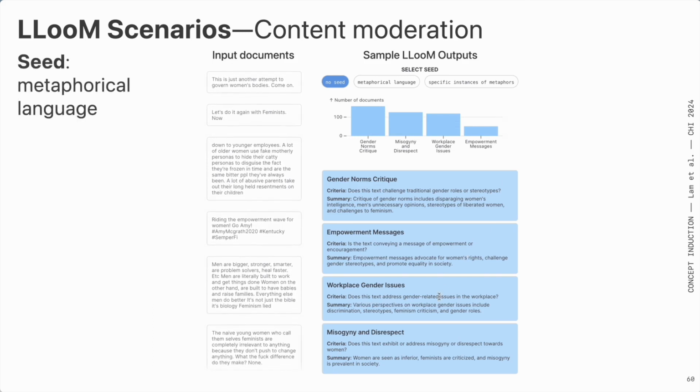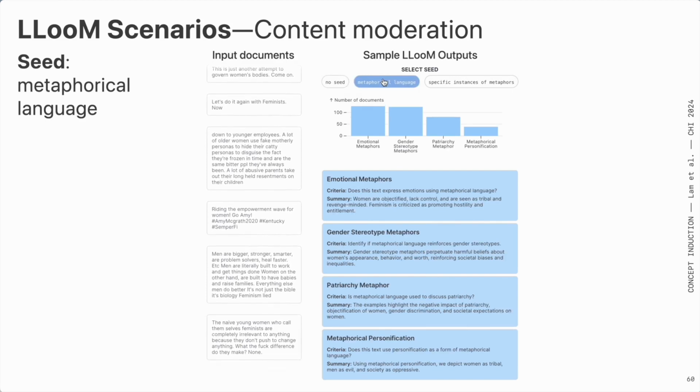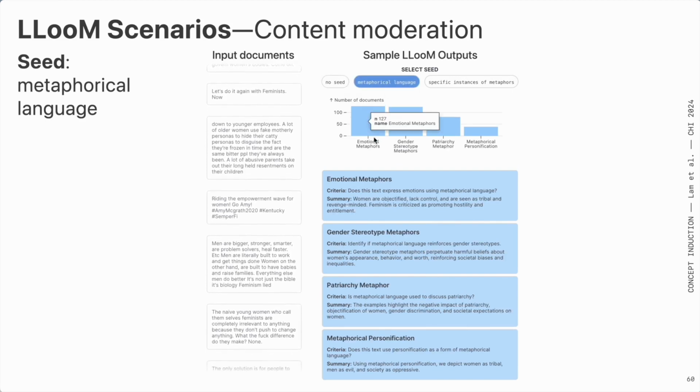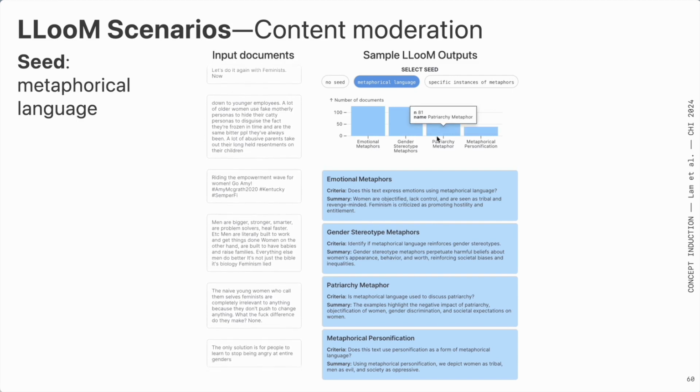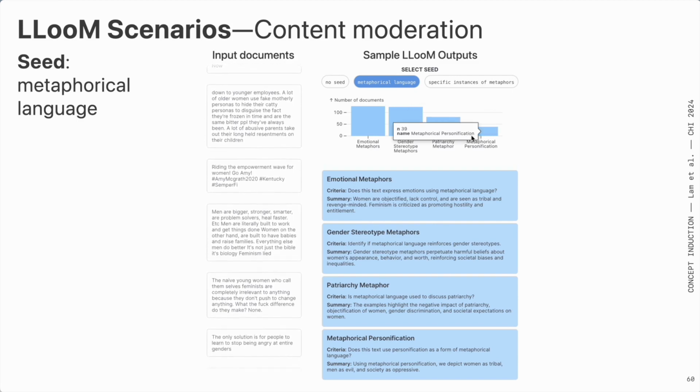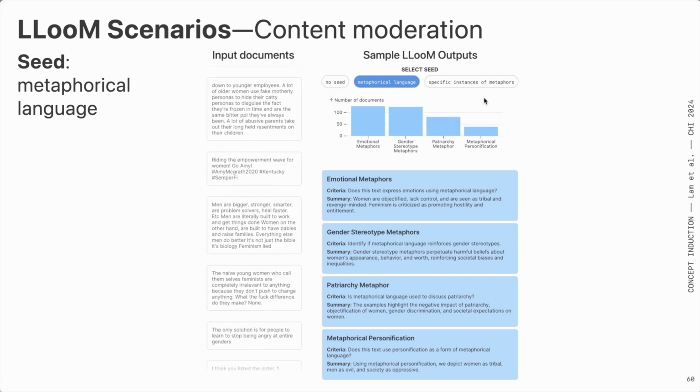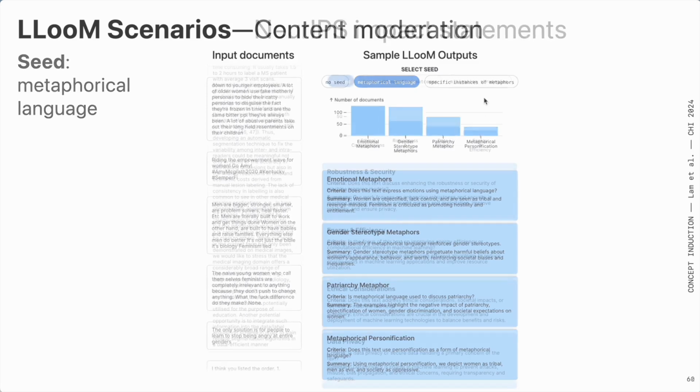I'm interested in the use of metaphors for toxic content, so I can provide a seed of metaphorical language. Now we see concepts highlighting metaphors that are used to express emotions, reinforce gender stereotypes, and discuss patriarchy. Some of the summaries bring up how women are objectified with these metaphors.